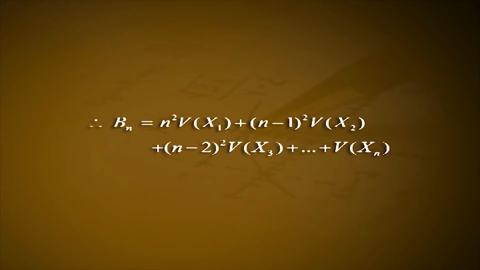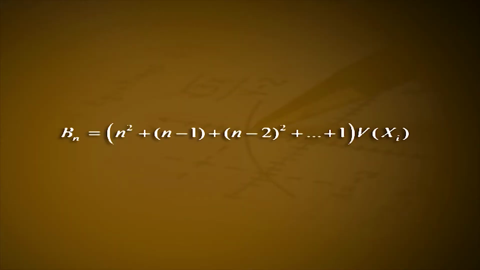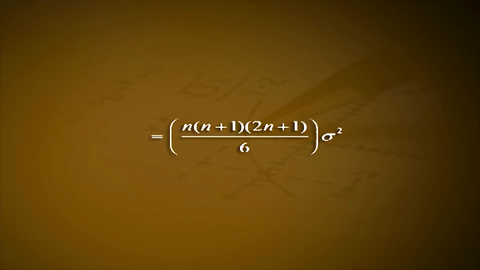Since the Xi's are independent, Bn equals n squared into variance of X1 plus (n minus 1) whole squared into variance of X2 plus (n minus 2) whole squared into variance of X3 plus etc. plus variance of Xn. Also, since the Xi's are identically distributed, the variance of Xi is the same for all i. Let it be sigma squared. Then Bn equals (n squared plus (n minus 1) whole squared plus (n minus 2) whole squared plus etc. plus 1) into variance of Xi, that is equal to n into (n plus 1) into (2n plus 1) all divided by 6 into sigma squared.